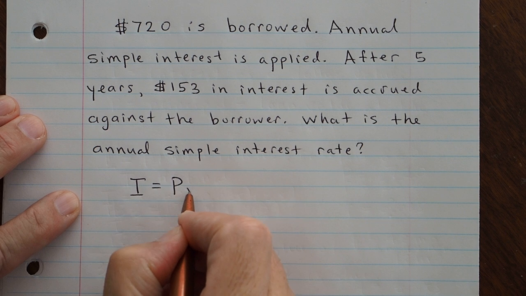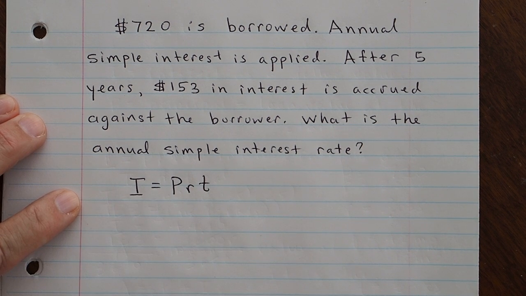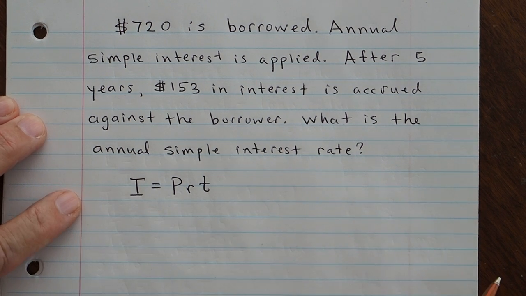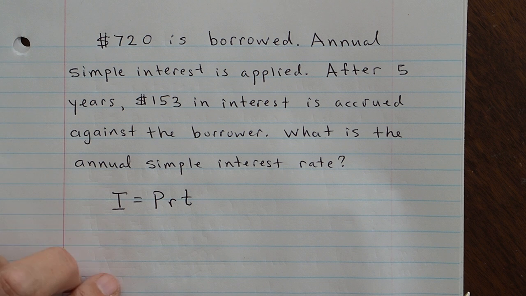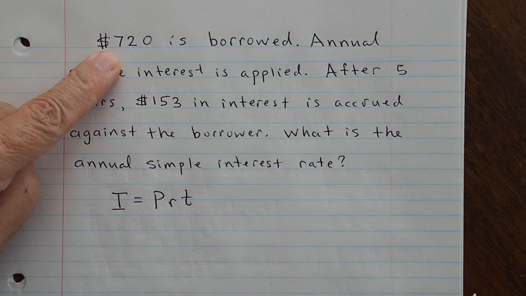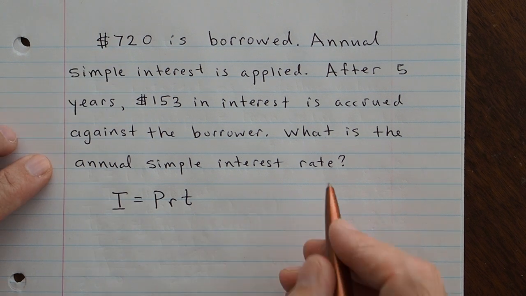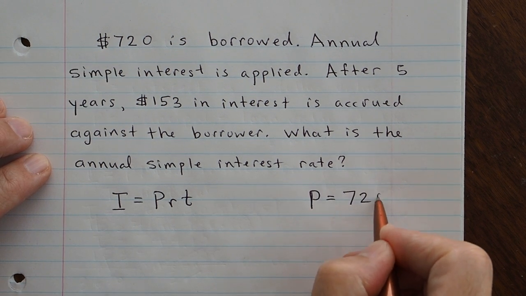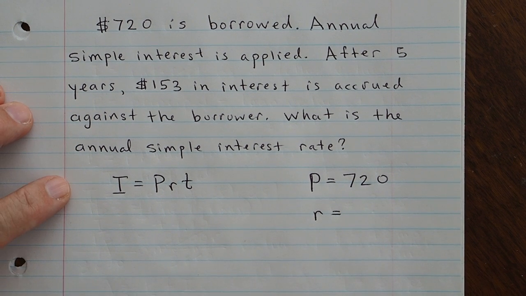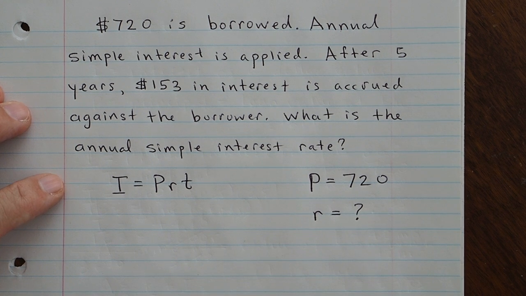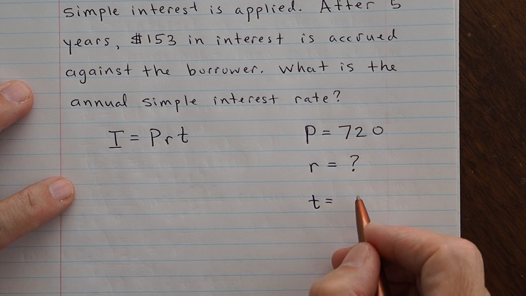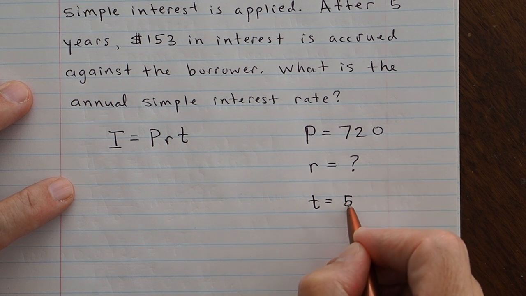I equals PRT. Go to the margin and try to identify as many letters as you can by reading and, if necessary, rereading the problem. So as we read the problem, $720 is borrowed. That's the amount of the investment, the amount of the loan at the start. So that would be P. R is the interest rate. We don't know that. In fact, that's what the problem is asking. I'll put a question mark there. Time is in years, and if we read the problem, it says after 5 years. So time is 5.